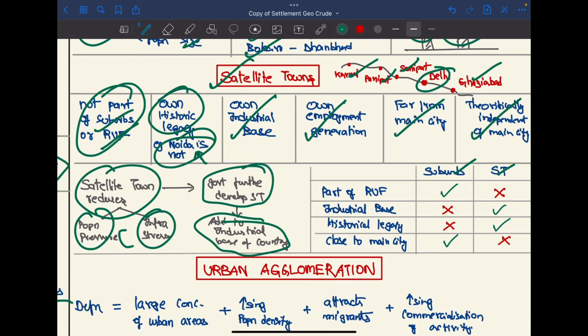So comparing suburbs and satellite towns: suburbs are part of RUF, satellite towns are not part of RUF. Suburbs don't have their own industrial base, satellite towns have the industrial base. Suburbs do not have historical legacy, satellite towns do have it. Suburbs are close to the main city, satellite towns are far away from the main city.